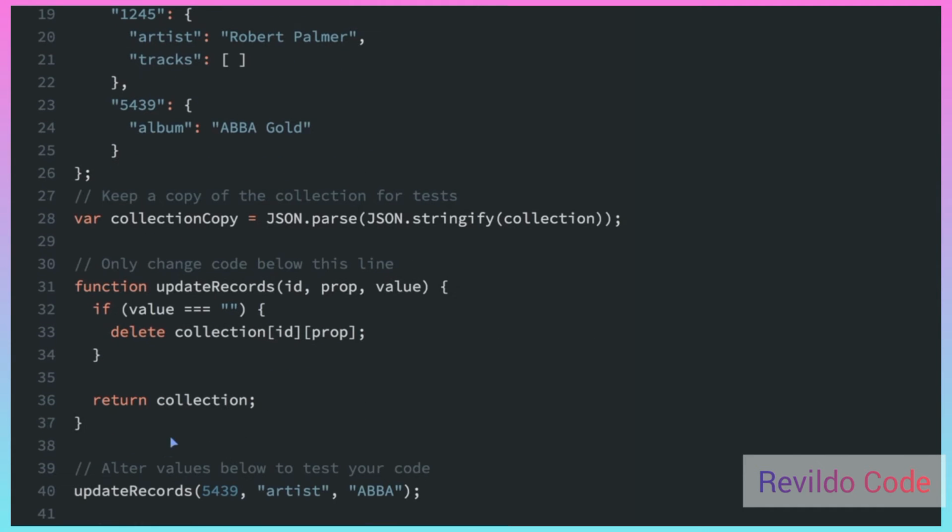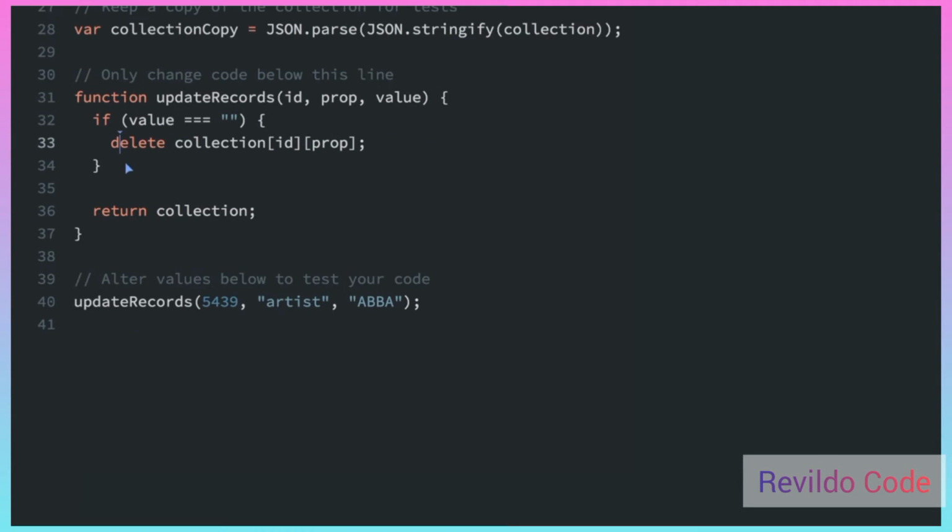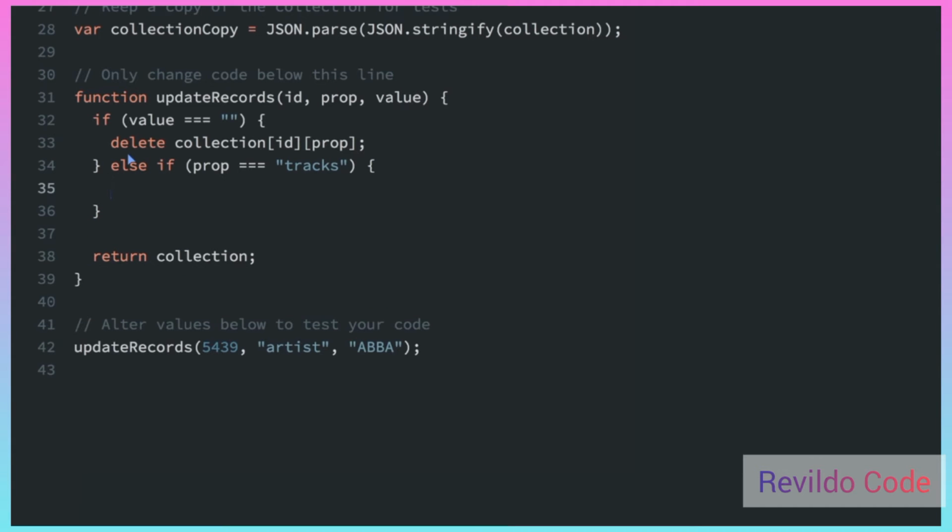Okay, the next condition we have to look for is if the property is tracks, because for most properties, we're just going to override that property with the value passed into the function. But if the property is tracks, we are going to push onto the end of the array. So let's do an else if. Else if prop equals tracks, then we just have to push on to the end of the array.